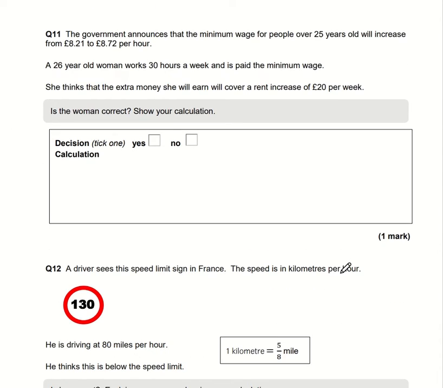Question number 11. The government announces that the minimum wage for people over 25 is going to increase from £8.25 to £8.72. A 26-year-old woman works 30 hours a week, and she thinks that the extra money will cover the rent increase of £20. Well, first of all, what is the increase per hour? £8.72 take away £8.21. 2 minus 1 is 1, 7 minus 2 is 5, 8 minus 8 is 0. So the increase is 51p.